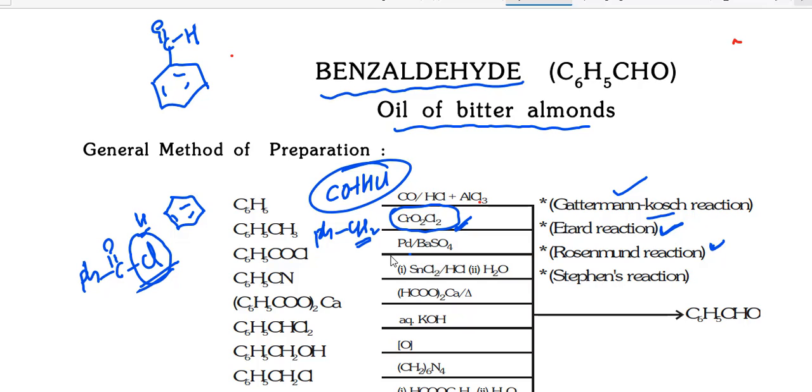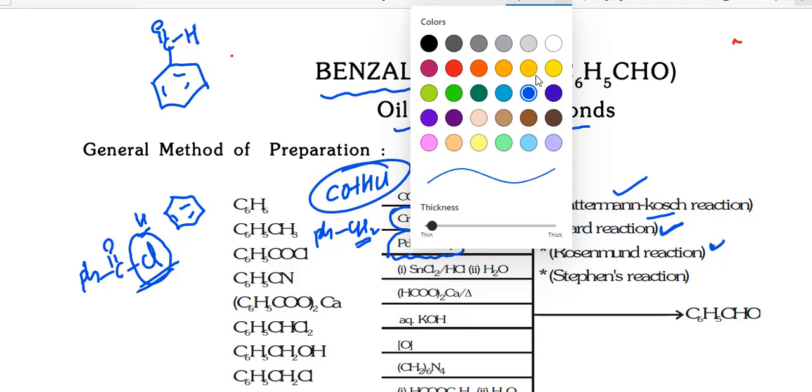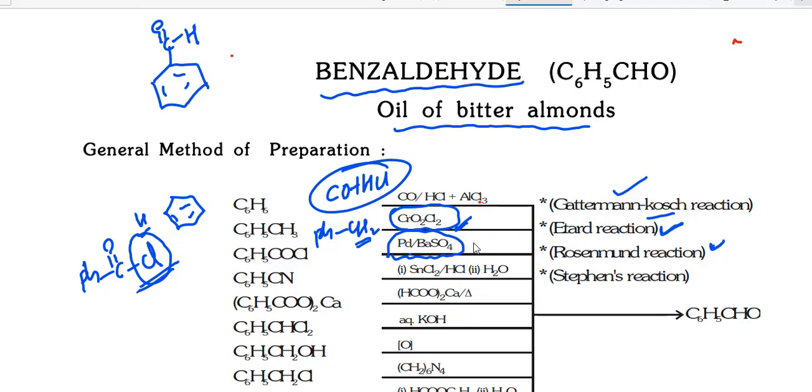Palladium barium sulfate is also known as Lindlar's catalyst. What is the difference? Lindlar's and this one: palladium and calcium carbonate is Lindlar's catalyst. We use that reaction from alkyne to alkene. Okay, here acid chloride to benzaldehyde, benzoyl chloride to benzaldehyde.